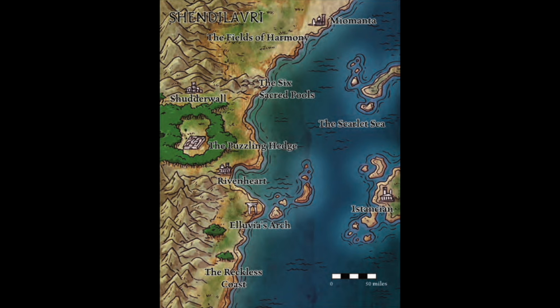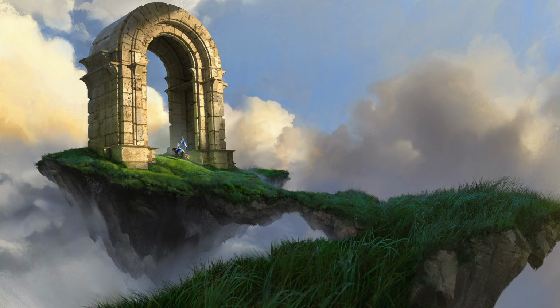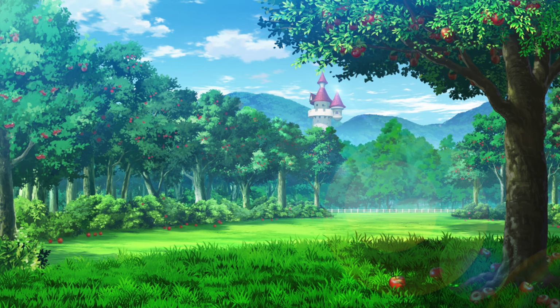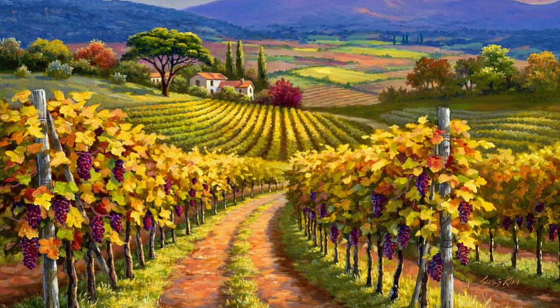Other notable locations in this lair include Alluvia's Arch, the Fields of Harmony, the Puzzling Hedge, Shudderwall, Estancian, Myomanta, and the Reckless Coast. Alluvia's Arch commemorates Malcanthet's many victories and sexual conquests in the material plane. Studying its inscriptions provides some knowledge of which noble families have been tainted by Malcanthet's seductions over the eons. The Fields of Harmony produce the succulent fruits and grains that feed the mortals of this lair, provided by slaves, of course. It's also where the best and most intoxicating and addictive wine in all of the Abyss is made, though something tells me not many other layers of the Abyss are known for their wineries.